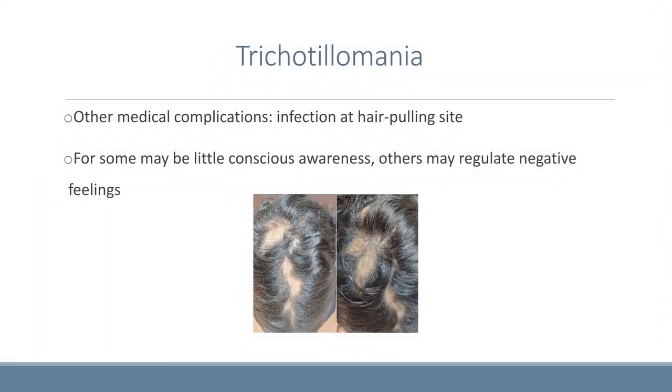Other medical complications include infection at the hair pulling site. For some, they may have little conscious awareness that they're even doing this, and others may do this to regulate negative feelings. So this can include hair from the top of their head. It could be their eyebrows, their eyelashes, even the arm hairs. So any hair pulling, kind of to have that pain to relieve the anxiety.